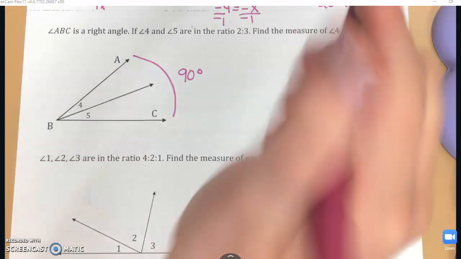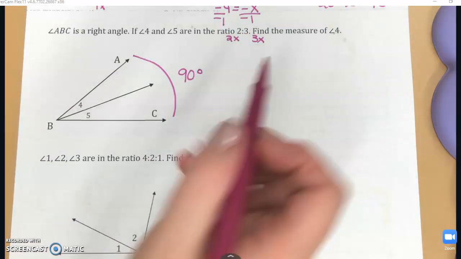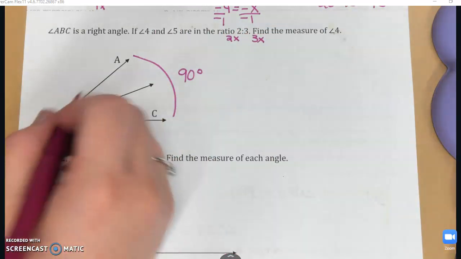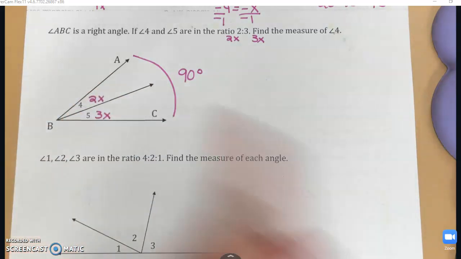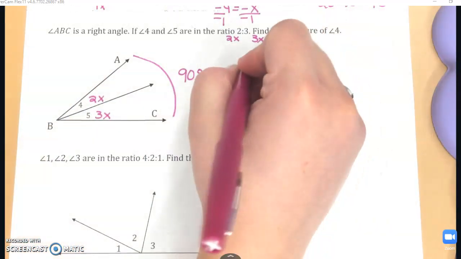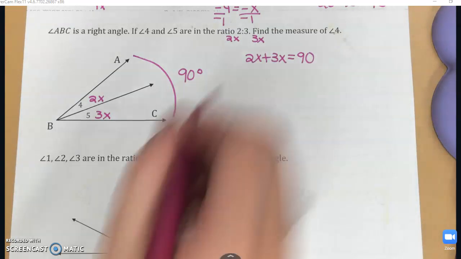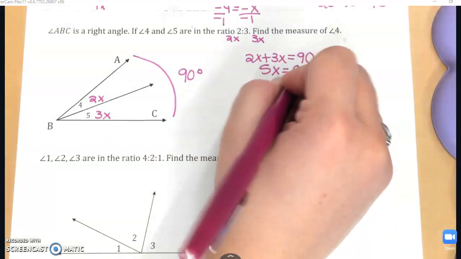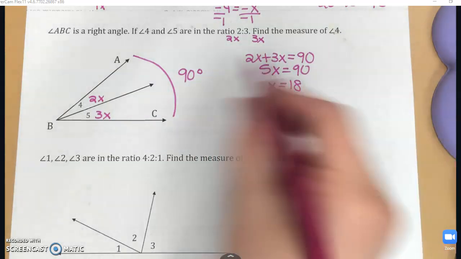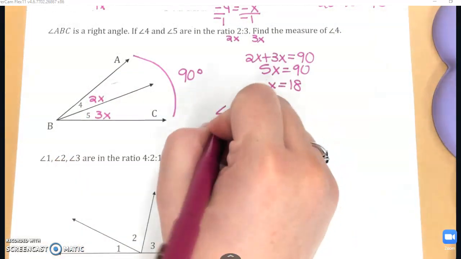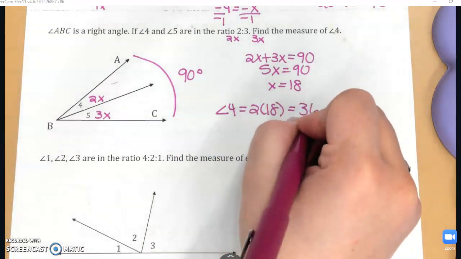Now remember, when you see a ratio like that, you just want to add x's to the end of that. And so we're going in this order, 4 to 5. So that means angle 4 is 2x, angle 5 is 3x. And I can now write the equation 2x plus 3x equals 90, because those two smaller angles are forming my larger right angle. And I get that x is 18. So if I want to find angle 4, I'm just going to plug that in. 2 times x, which is going to give me 36 degrees.